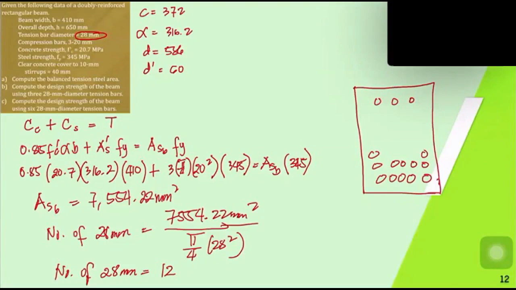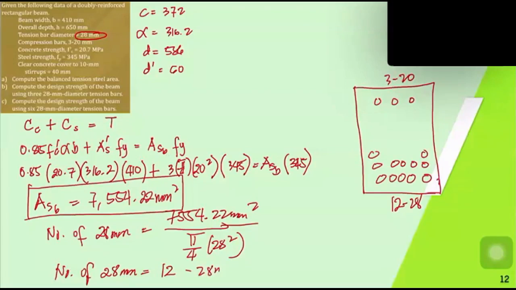So that should be your ratio: 12 of 28 mm, and three of 20 mm. So that is the balance condition, 75.4, or 12 28 mm bars. So, enter.